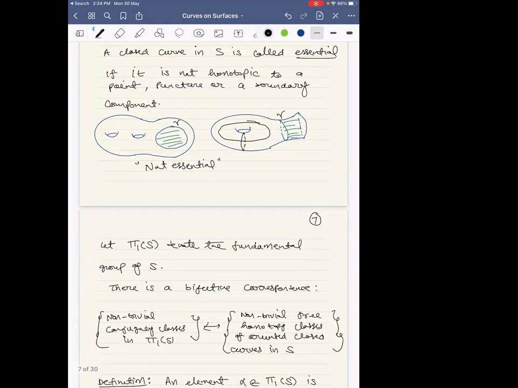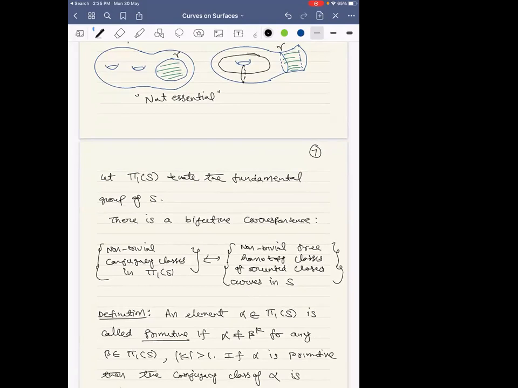Let us now fix our notation for the fundamental group of a surface. We will denote it pi1 S. I hope you are familiar with the basics of algebraic topology. You know that this group has a finite presentation. I will not go into that, but we can definitely discuss some of this in the tutorial session, for example, for a compact surface, what the presentation is and how you get that.